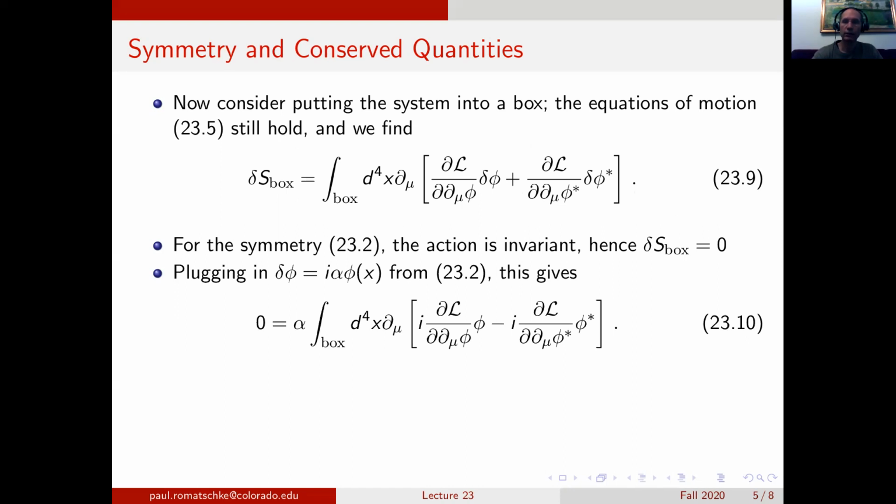We note that the action that we have explicitly stated down for the complex scalar field, given in equation 23.2, does have a specific symmetry. Namely, it has a symmetry if delta phi is just equal to i alpha phi of x. We have just used a small variation of the parameter alpha given in that transformation. So plugging the small variation delta phi into this formula here, and using the fact that this is a symmetry of the action, we find 0, because delta S has to be 0 for symmetry of the action, is equal to alpha, an integral over the box, times d mu of this expression here.